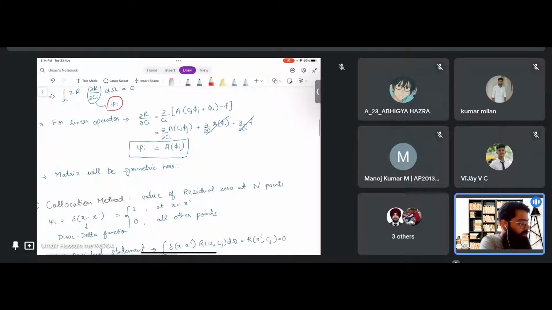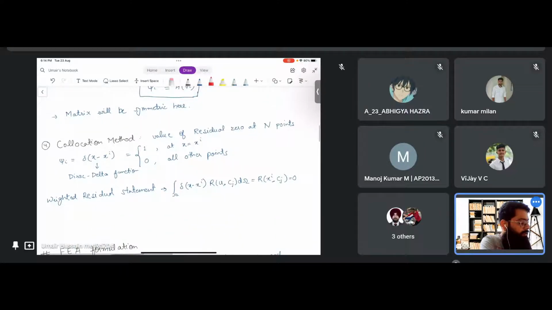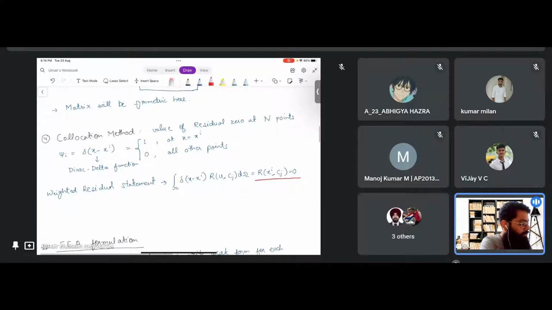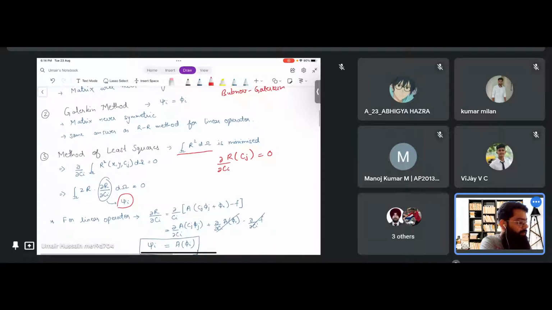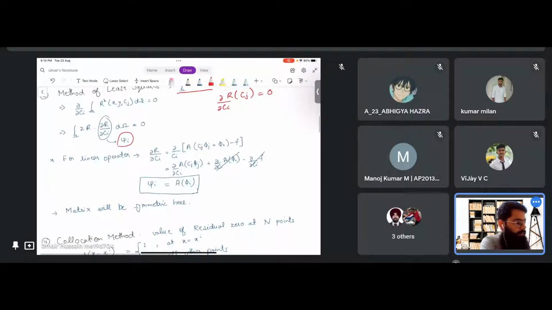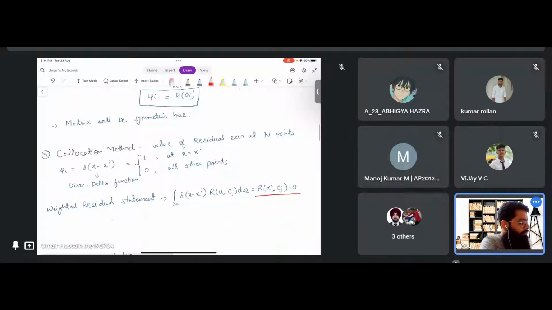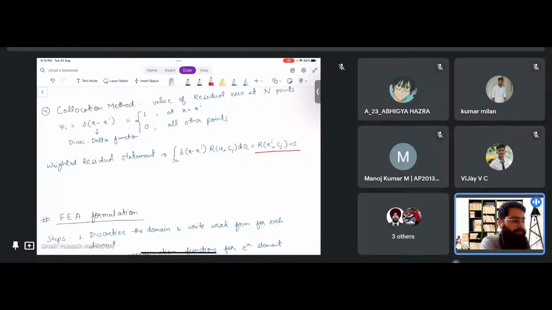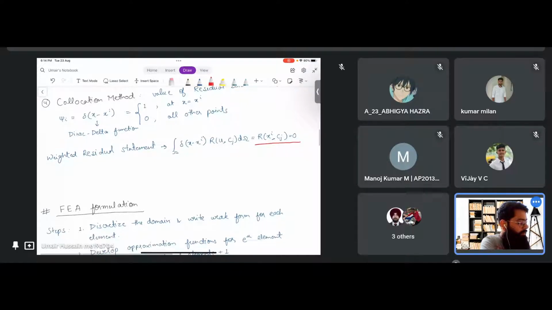And the last one is the collocation method, where the weight function is the Dirac delta function, and multiplying the residual statement with this function basically gives us this statement. This would be our final equation. So we have four different types of methods. The only difference among them is the way we choose our weight functions. That's it. We'll solve some problems based on this later.